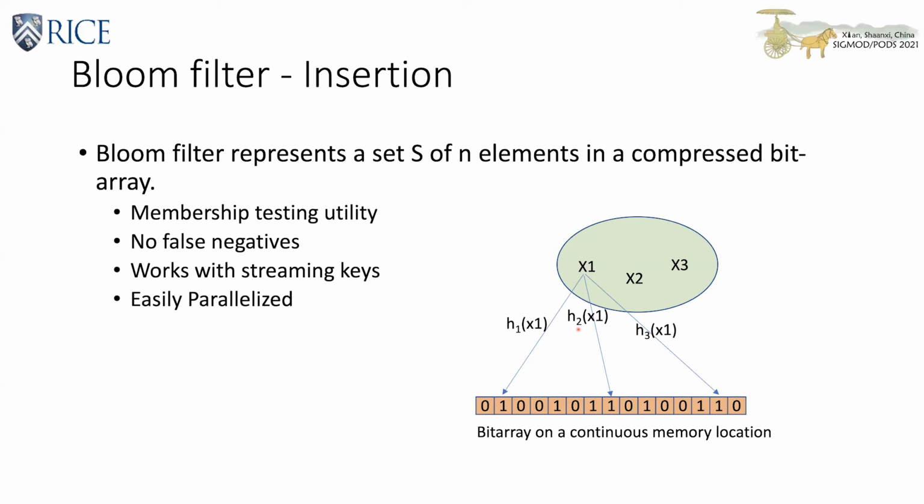The Bloom filter is simply an array of m bits which represents a set S of n elements in a compressed form. In a way, it is a membership testing utility. The Bloom filter is initialized with all the bits set to 0. During construction, we apply multiple universal hash functions, for example h1, h2, and h3 here, with range equal to the size of the Bloom filter. We set the bits at the respective locations of the hash outputs for each key x in the set S, and we do it for all the keys.